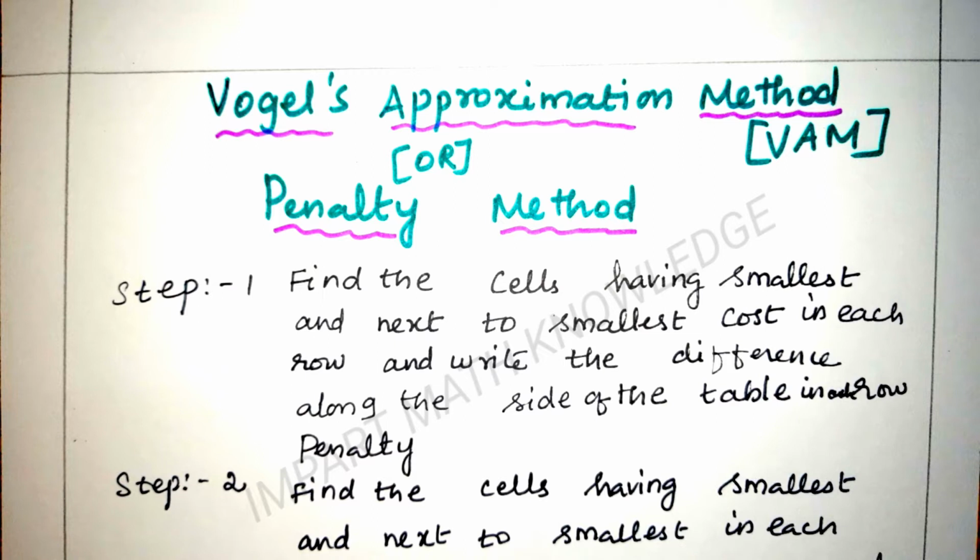In this video, I am going to explain Vogel's approximation method. The other name is penalty method. Using this method, we are going to find the initial basic feasible solution for the given transportation problem. Compared to all the other methods, Vogel's approximation method will give the best solution for the transportation problem.